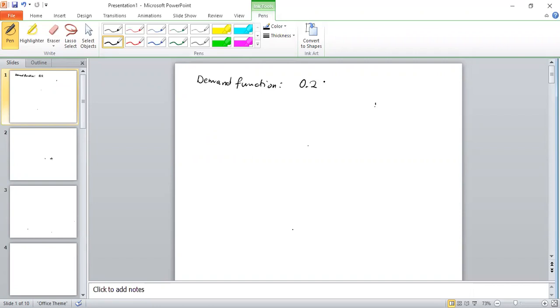0.2 P equals 8.8 minus Q. Then the supply function is 0.5 P equals 1 plus Q.